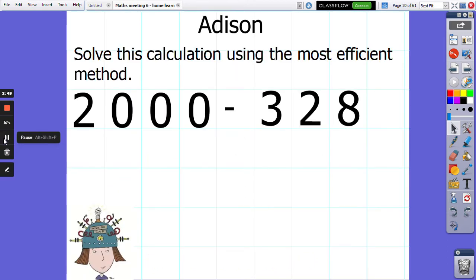Okay, Addison wants us to solve this calculation using the most efficient method. 2000 subtract 321 using the most efficient method. Okay, pause the video and have a go now.